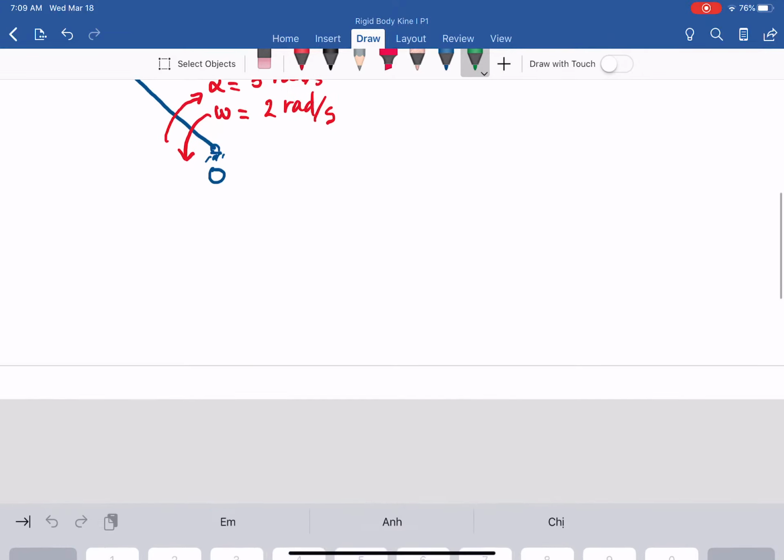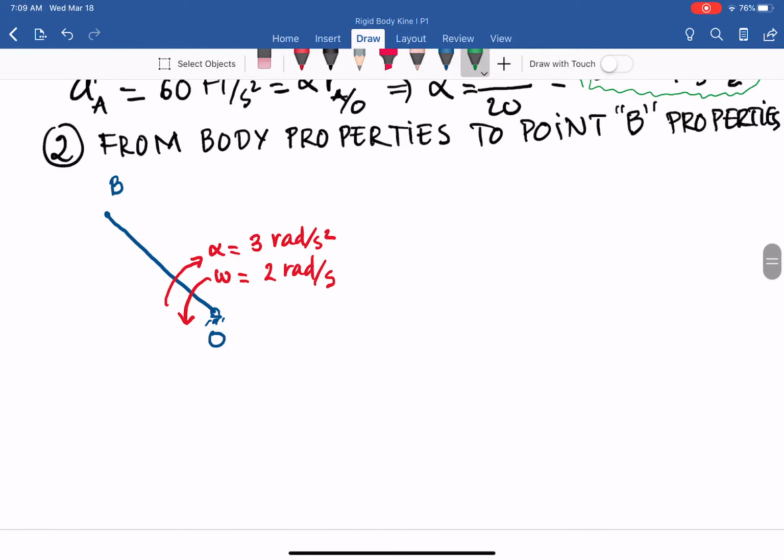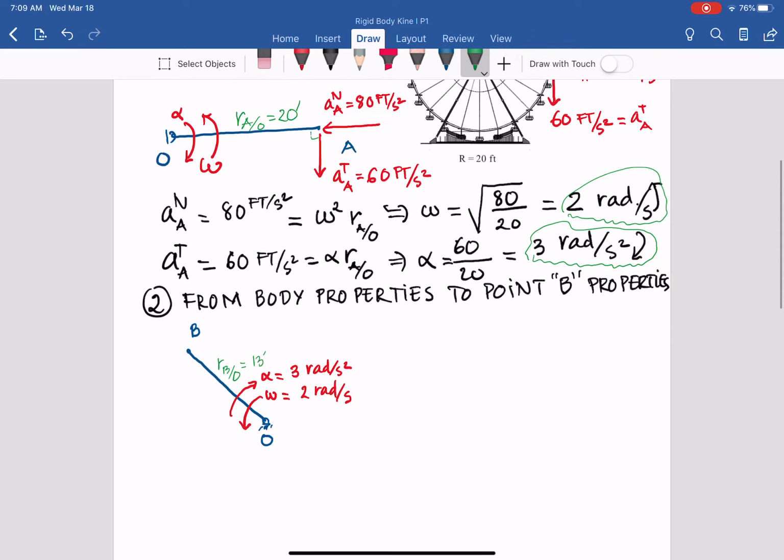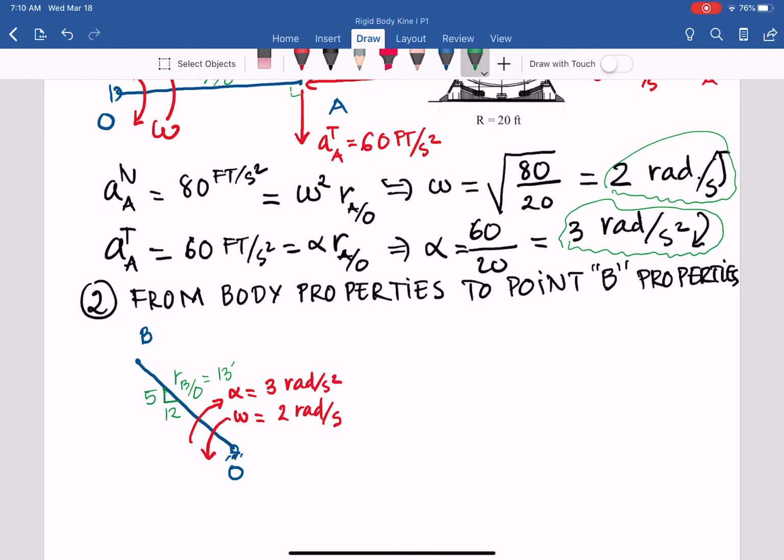radius OB, or B relative to O, equal to 13 feet, as I saw earlier. And the slope triangle for this one, if you want to know, is 5 vertical, 12 horizontal, and of course the diagonal will be 13. So find the velocity of point B, and the normal and tangential components of acceleration of point B.